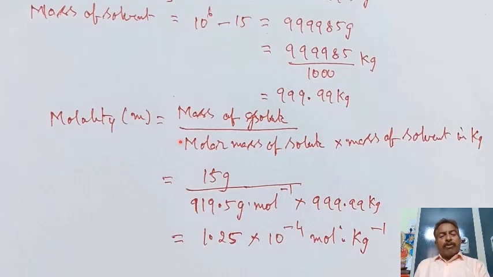Now molality equals mass of the solute by molar mass of the solute into mass of the solvent in kilograms. So mass of the solute is 15 by 119.5, that is the molar mass of the chloroform, into 999.99 kilograms. If simplified, we get 1.25 into 10 to the power minus 4 mole per kilogram. That is the molality of the chloroform in water.